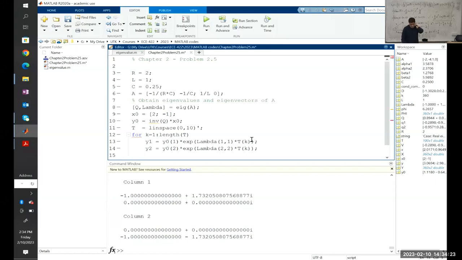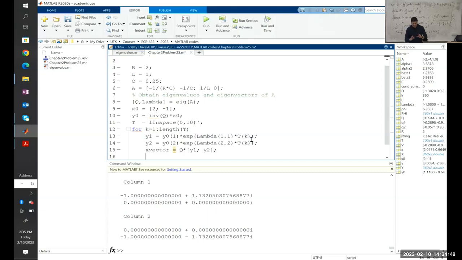What we're going to do now, we're going to get the values for x, and I'm going to call this x vector. So x vector is going to be the matrix Q multiplied by the vector y1 and y2. So we have the vector for x1 and x2 at that given time. What is the time? T of k. For that time, we will get x1 and x2 in that vector. And then we will store that value.